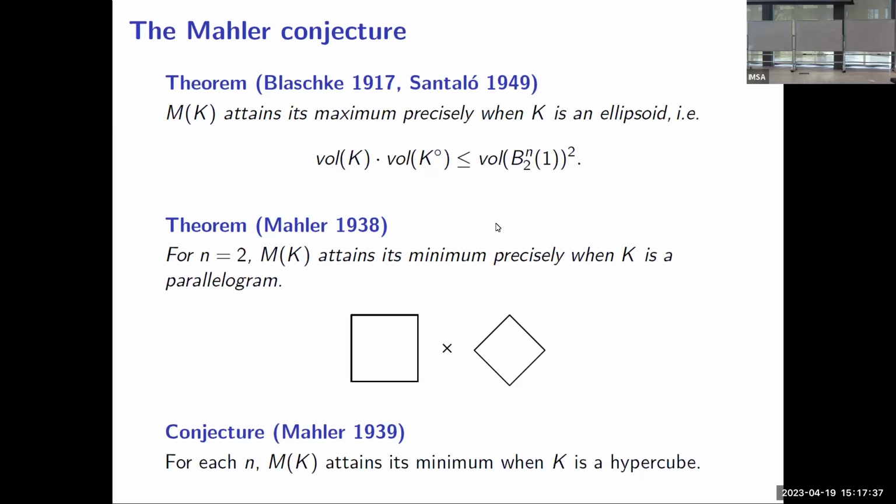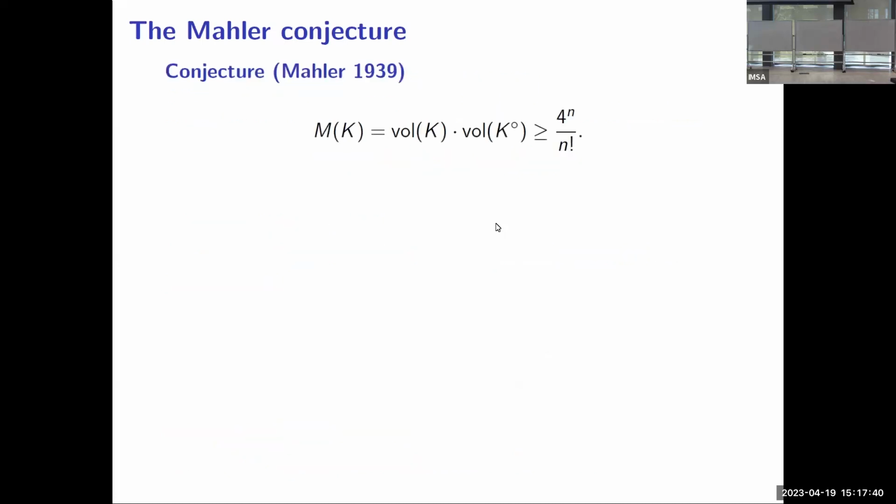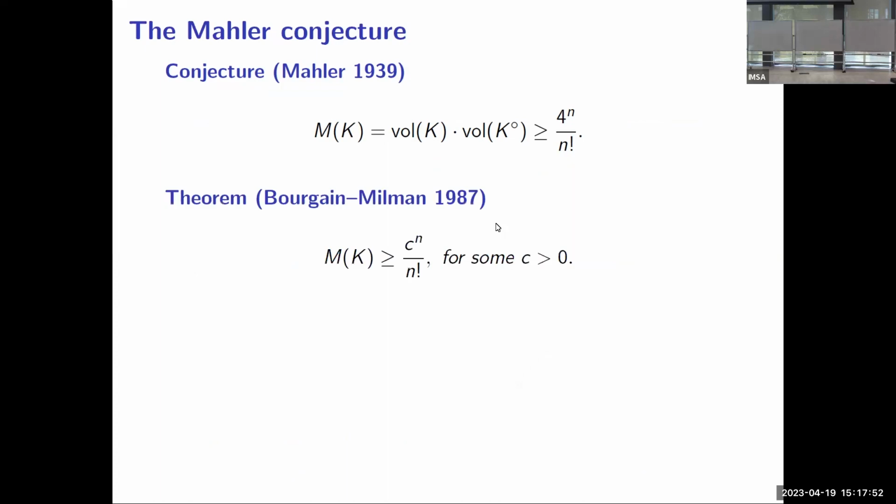Okay. So here's the conjecture. The conjecture is that M of K, this product, is always greater than or equal to 4^n over n factorial. It's very easy to compute this number for a hypercube. Okay, so here's what's known about this.